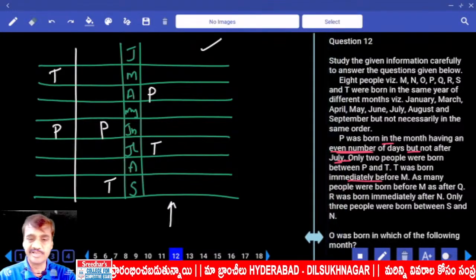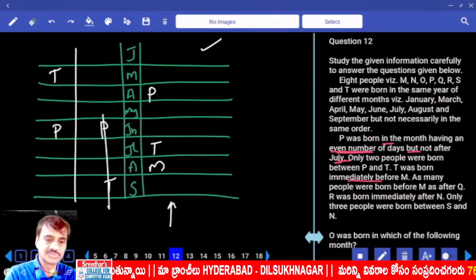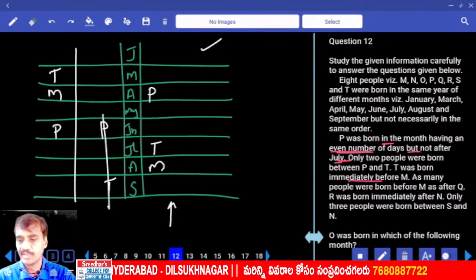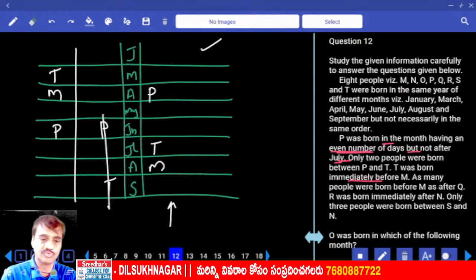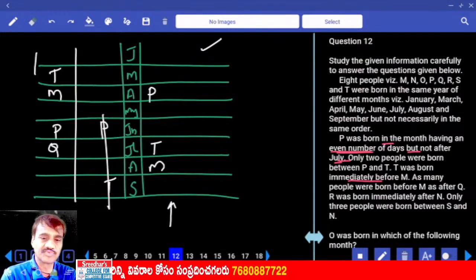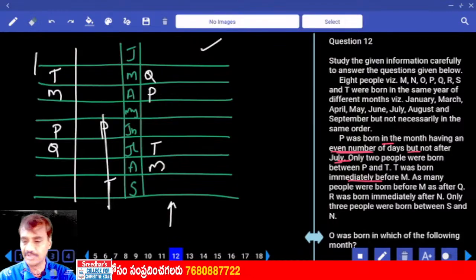Then T was born immediately before M. Did it fit or not? This case is ruled out. Now we are left with only 1 more. T was born immediately before M. As many people before M as after Q. Before M there are 2, so after Q there must be 2. Now M is second from the last and Q is second from the beginning.